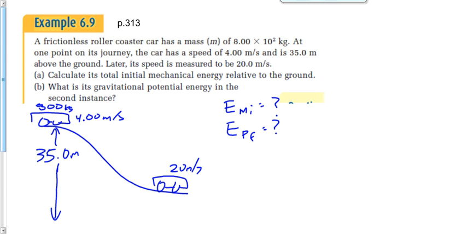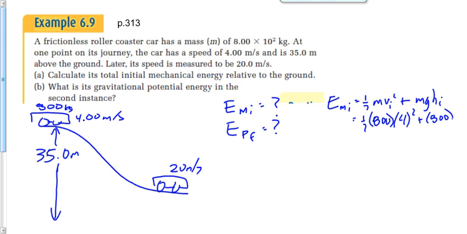All right, here's our situation. We want to find the initial mechanical energy. Okay, let's do that. That's easy enough. The initial mechanical energy is the kinetic energy plus the potential energy at the beginning. So we're going to say it's, by the way, the m doesn't cancel here because it doesn't appear on the left side. Mass of 800 times VI is 4 squared plus 800 times 9.81 times 35.